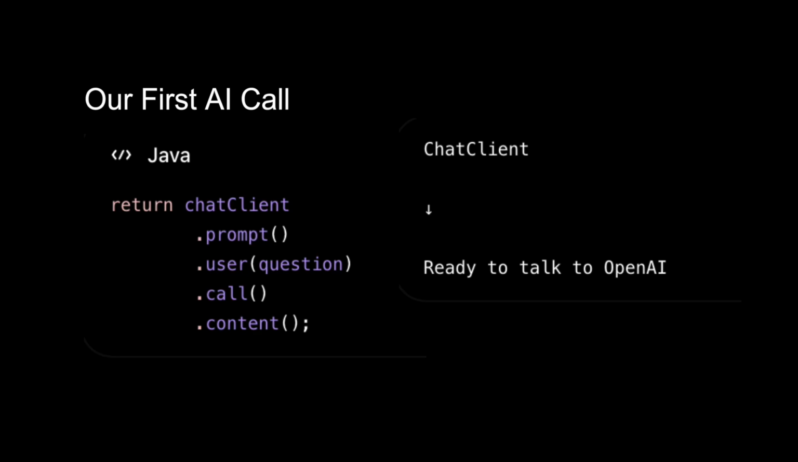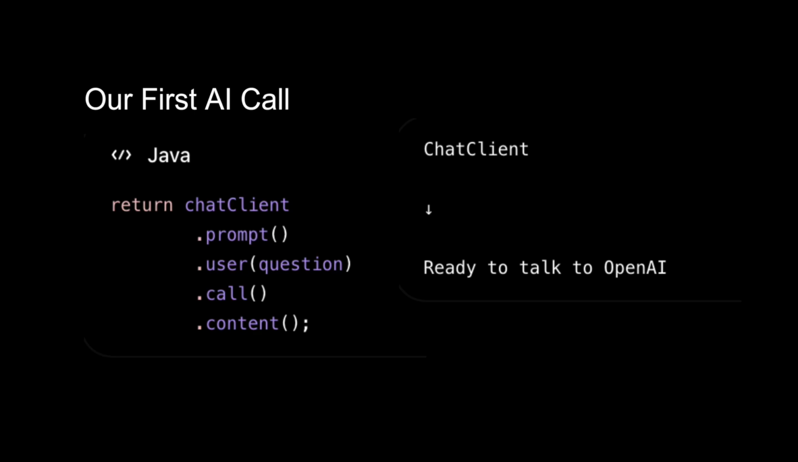First, we have a chat client. Remember from the previous slide, this chat client already knows our API key, which AI model to use, temperature, and other configurations. Now we are asking it to start an AI request. Notice here there is no URL, no HTTP client, no JSON, no authorization headers, there is no API key inside this code. Spring AI hides all those details.